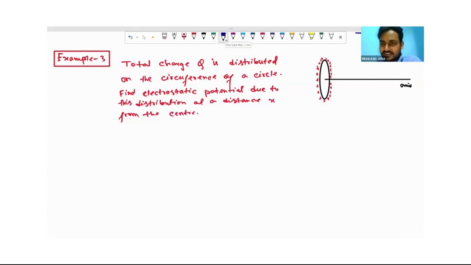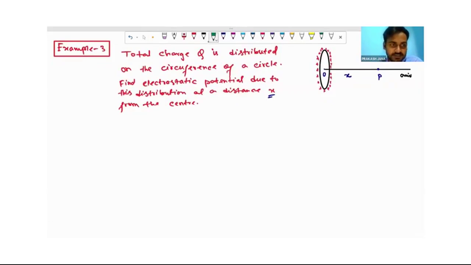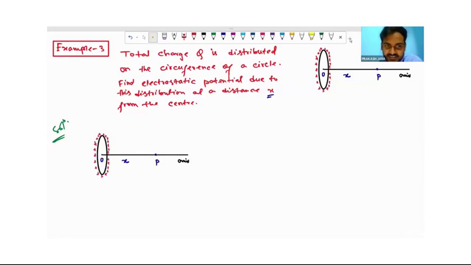So you know this is center O, and we want to find the electric potential at this point. Let's say the point is P, and the distance between the center and the point is x, as mentioned in the question. Okay. We have to find the electrostatic potential. So this is again a very simple question or example, whatever you say. So see, let me just copy and paste this for the sake of saving time. I copy it here and paste it. See, the thing is similar.